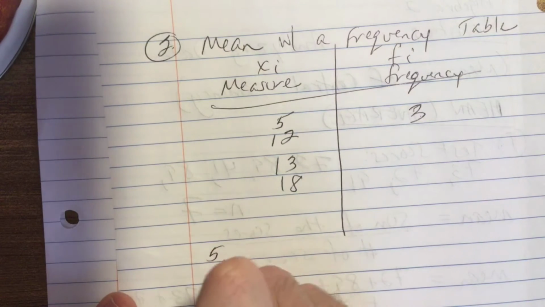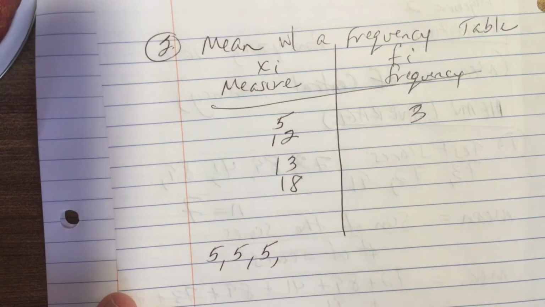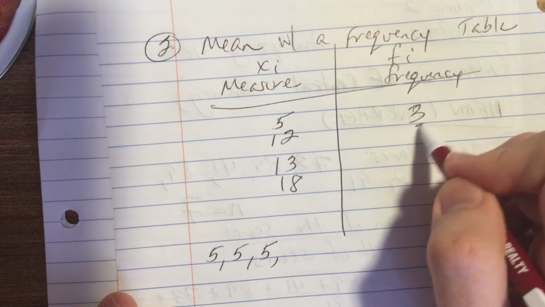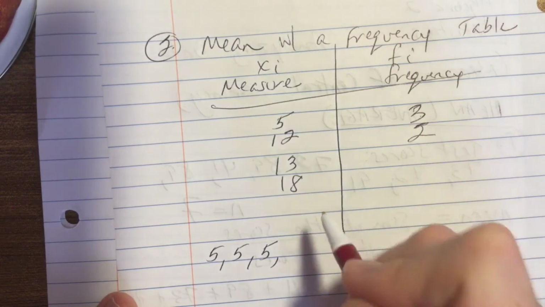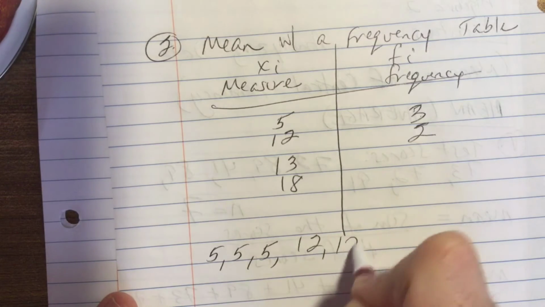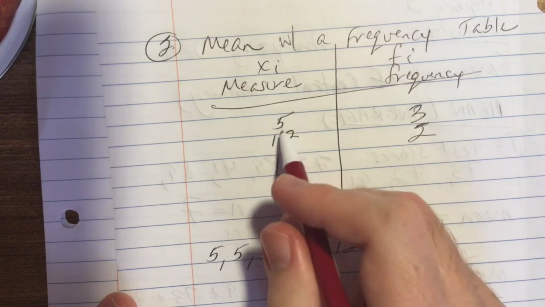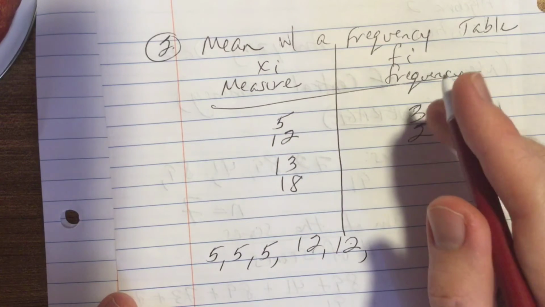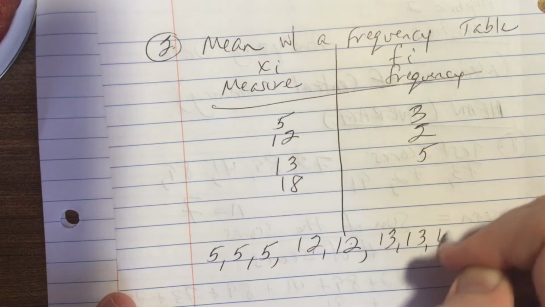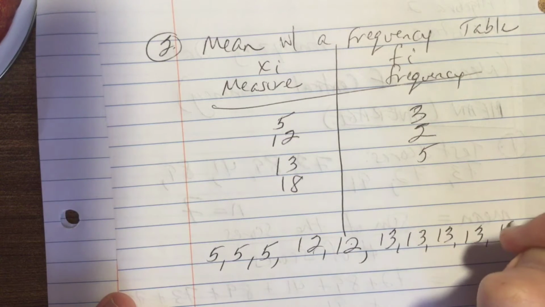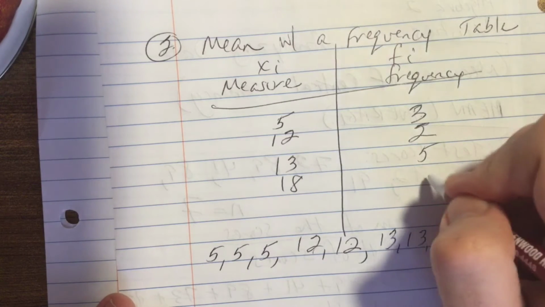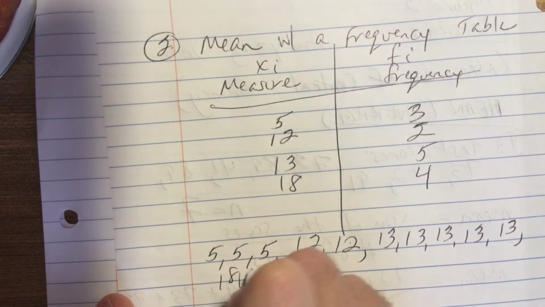So I could really write this as a list. That's probably the best way. Write 3 5s out. And then the next measurement is 12, and that's with a frequency of 2. They would tell you the measure and the frequency. So I'm going to write 12 twice. The frequency tells me how many times that data value or that measurement occurs. 13 is given to have a frequency of 5, so I'm going to write 13 5 times. And then we have a measurement of 18, but a frequency of 4. 18 is going to be 4 times.